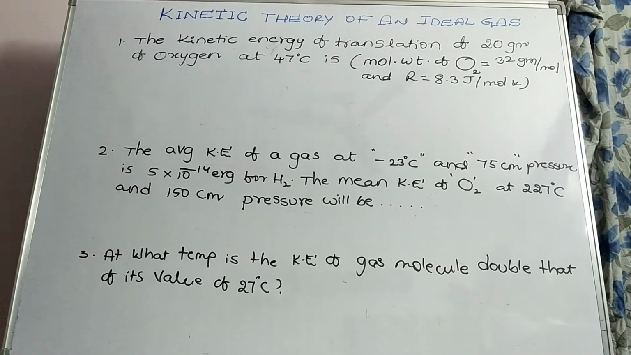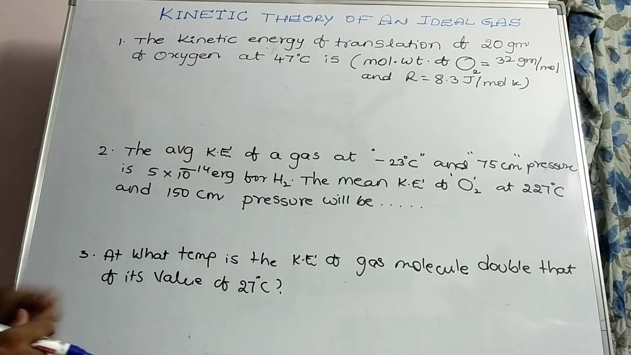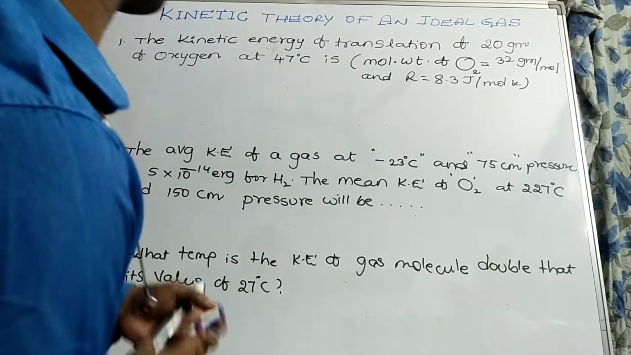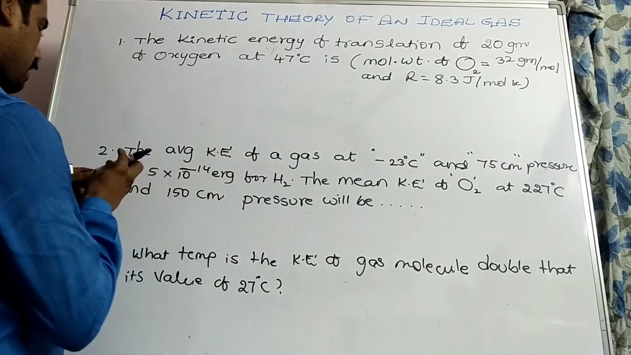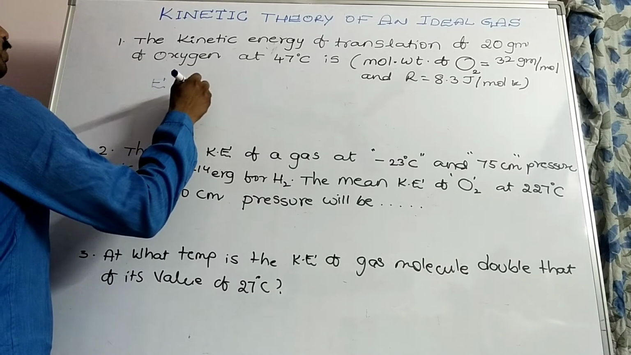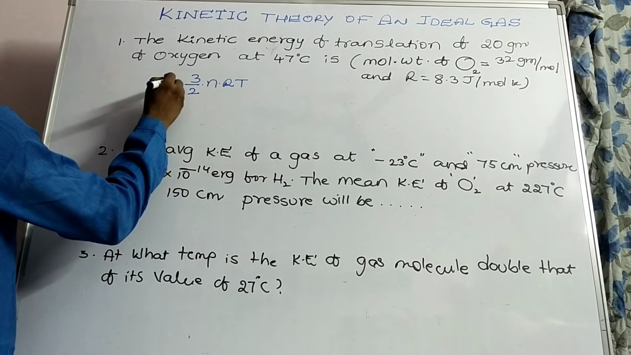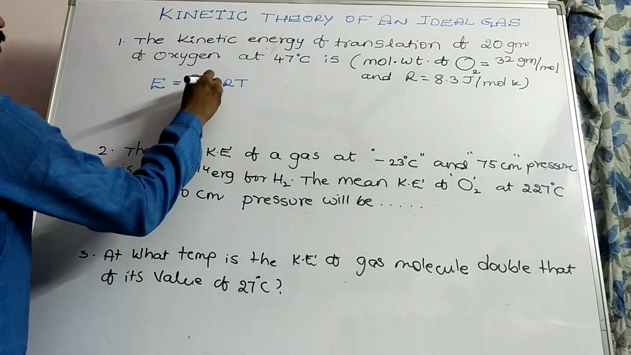The kinetic energy of translation of 20 gram of oxygen at 47 degrees Celsius is. Here the molecular weight of oxygen, O2, is given as 32 gram per mole, and the universal gas constant value 8.3 joule per mole Kelvin is given. Of course, the average translational kinetic energy expression is E equal to 3 by 2 into nRT.